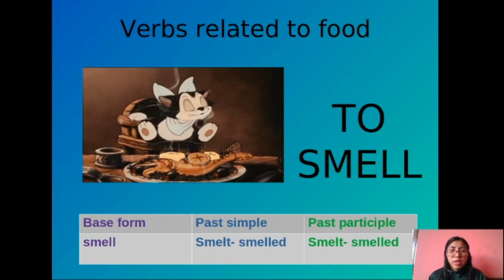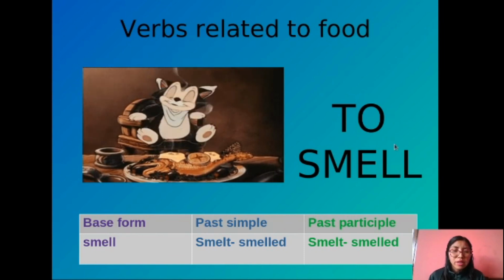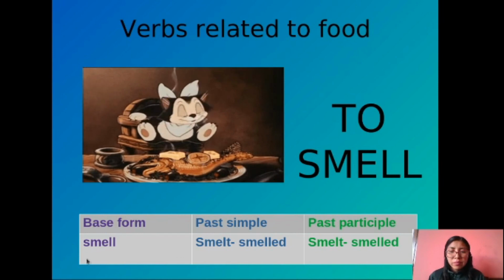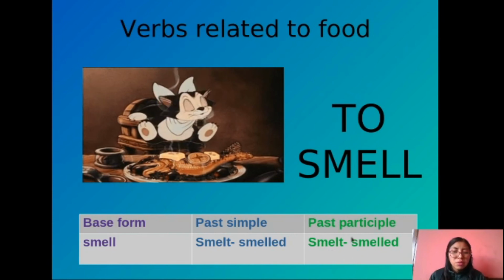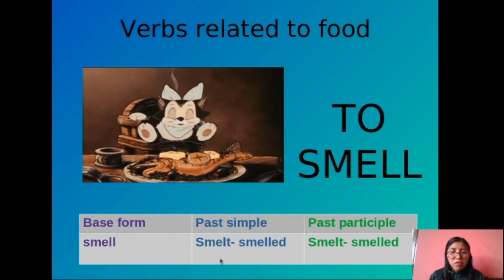Remember, the infinitive form, you are going to use to and the verb. The base form, only the verb. To smell, infinitive. Base form, smell. Past simple, smelt. Past participle, smelt. So you have to study all of those forms of each verb.